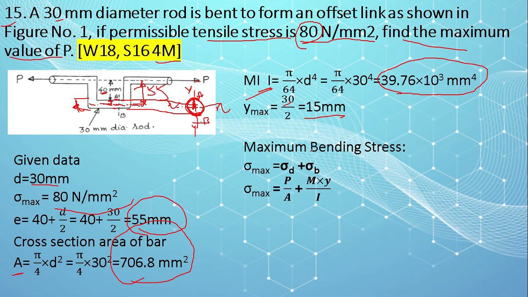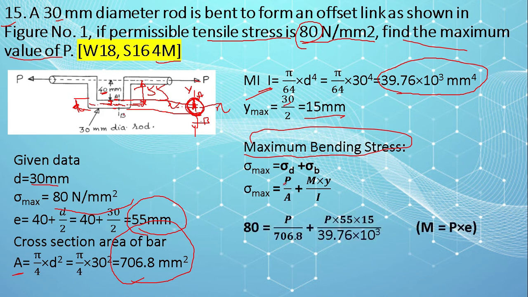Now the formula for bending stress: maximum stress sigma max is equal to direct stress plus bending stress. Therefore sigma max is equal to, formula for direct stress is load divided by area, and formula for bending stress is M by I multiplied by y. So put all these values. Maximum allowable stress is 80 Newton per mm square.